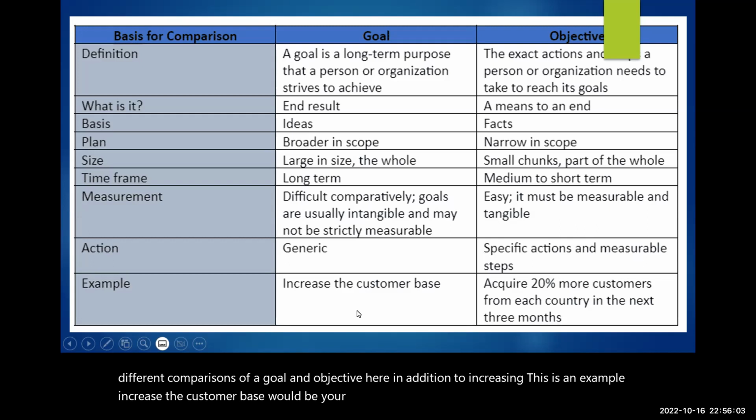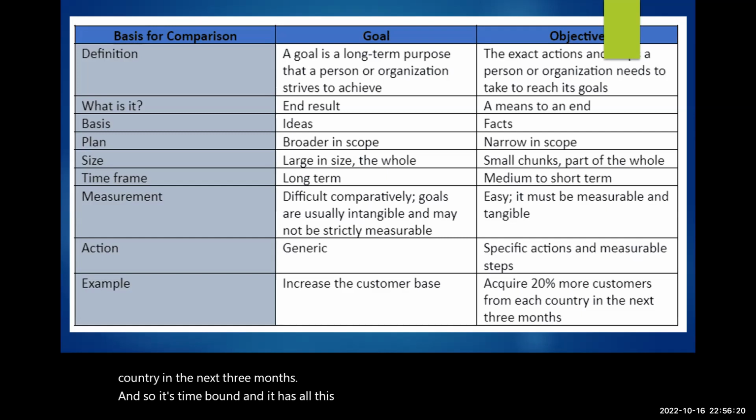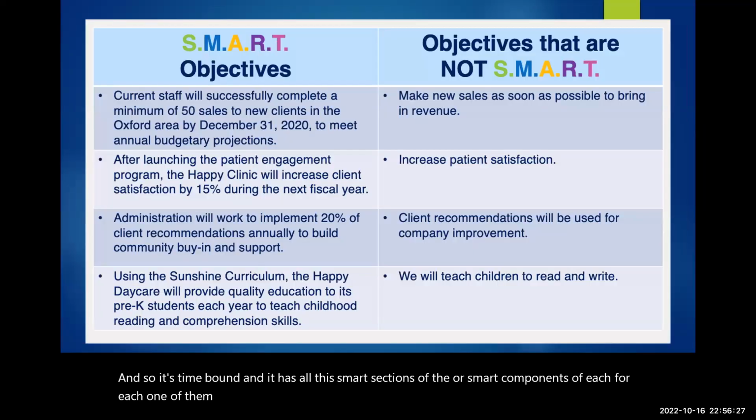So that's ambiguous, that's very generalized. And then the objective is more specific: acquire 20% more customers from each country in the next 3 months. And so it's time bound, and it has all the SMART components for each one of them. So SMART objectives, and this is just a visual aid to show the difference between SMART objectives and objectives that may not be SMART.